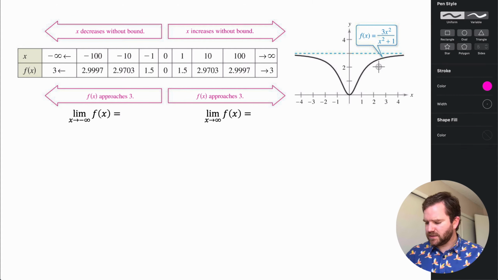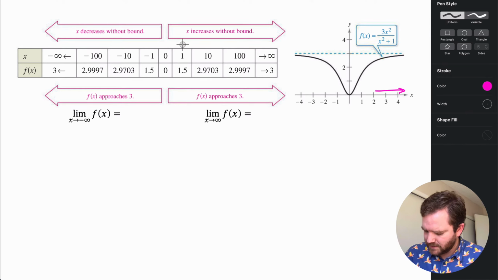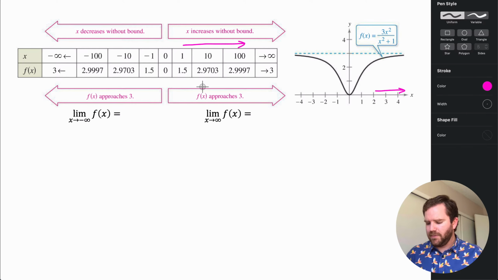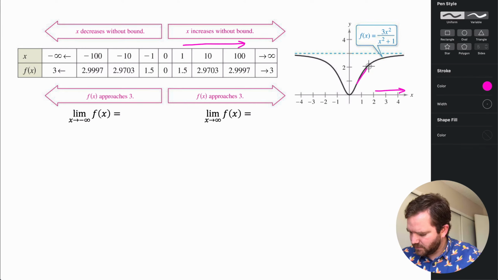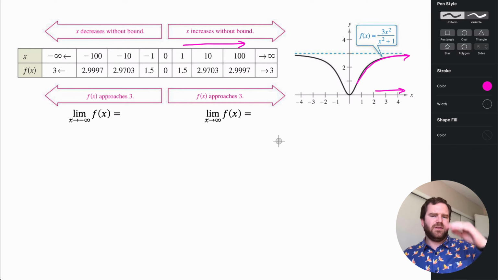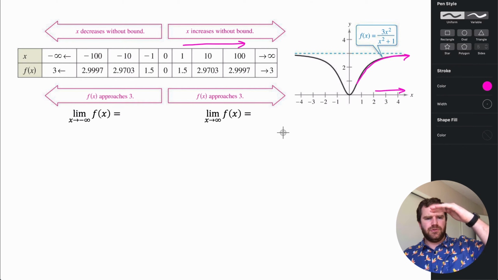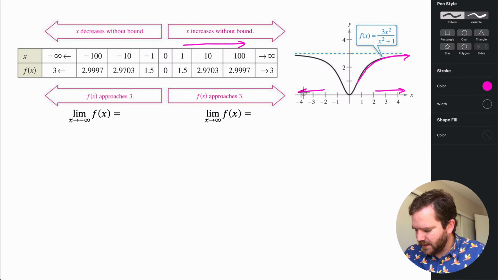So if we take a look at this curve here, we can see it also represented in the table. As my x values are going off to infinity, as x is getting larger and larger and larger, my y values are kind of leveling off a little bit. So my y values come up here and they kind of level off, and they're approaching this y value, getting closer and closer to this y value here of 3. And we can see the same thing happening in the negative direction.